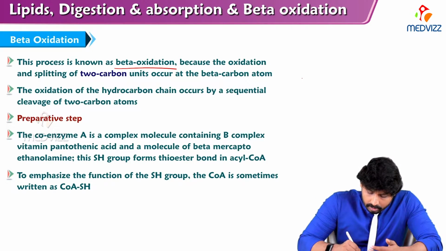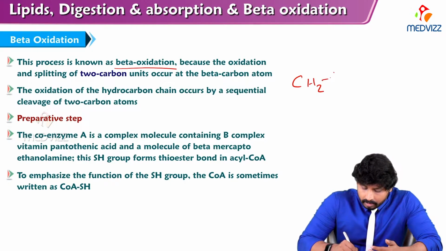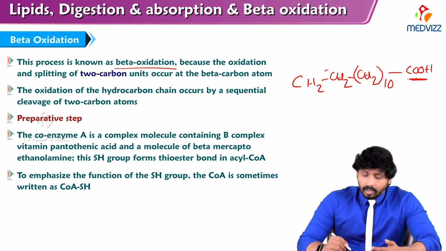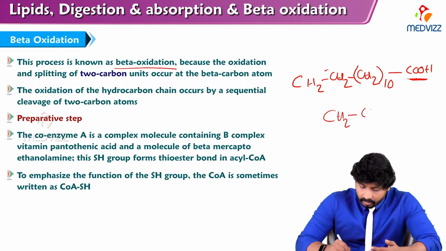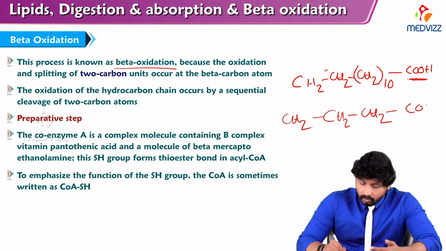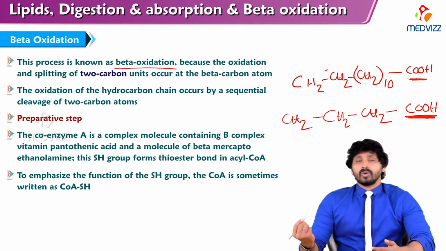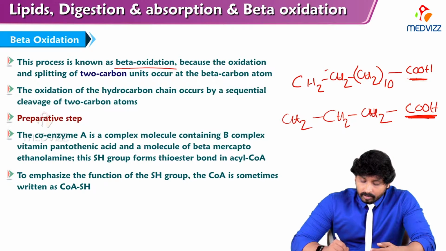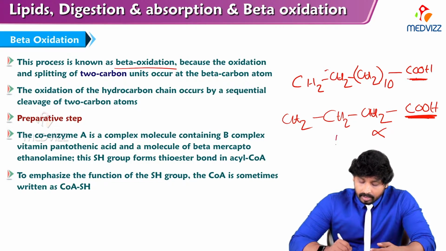Suppose there is a chain of CH2 groups, repeated about 10, 11, 12 times, ending with COOH. This is the functional group, a carboxylic group. The CH2 next to the carboxyl group is the alpha carbon, and next to this is the beta.